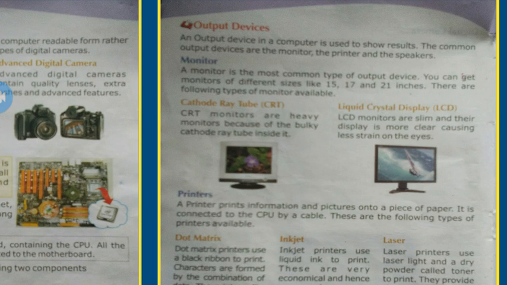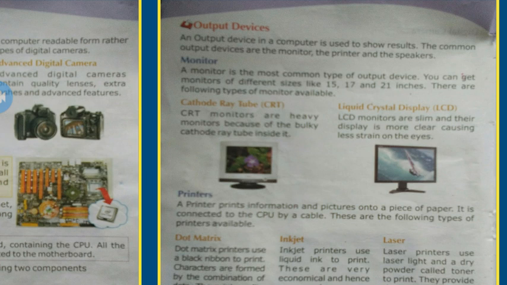A monitor is the most common type of output device. You can get monitors in different sizes like 15, 17, 18, 21 inches. There are two types of monitor: cathode ray tube, CRT, and liquid crystal display, LCD. Nowadays one more type is available, called LED monitor, light emitting diode monitor. A few years before we were using CRT, but in place of CRT nowadays we are using LCD and LED.